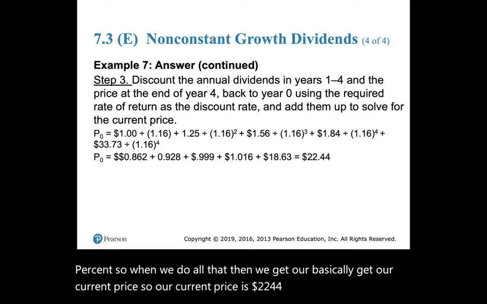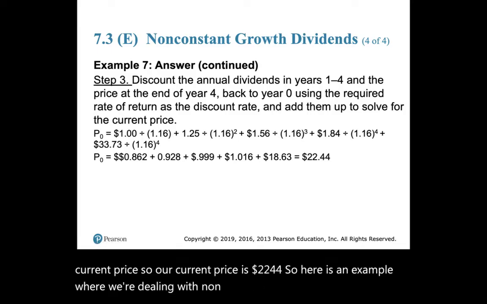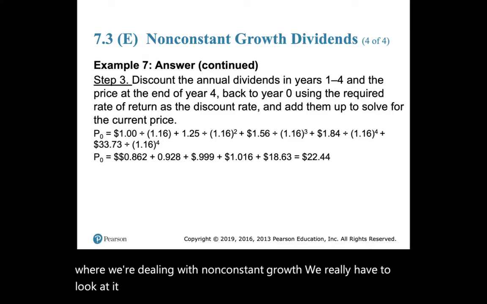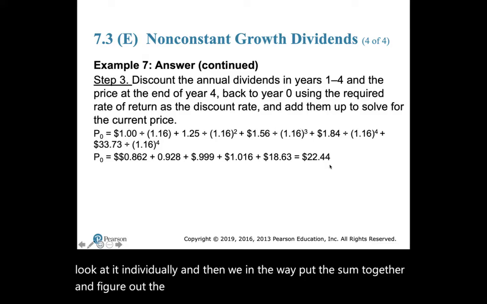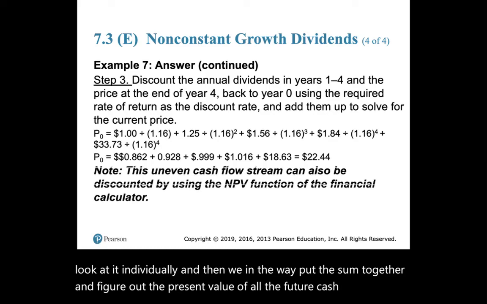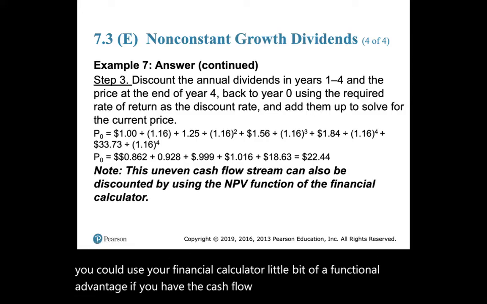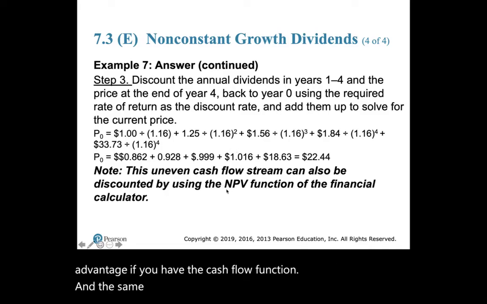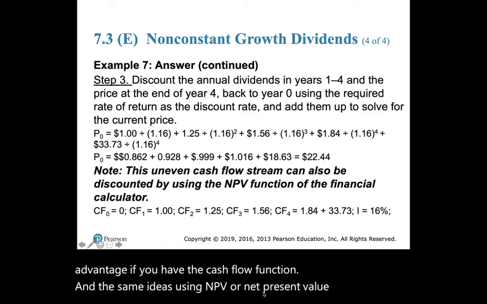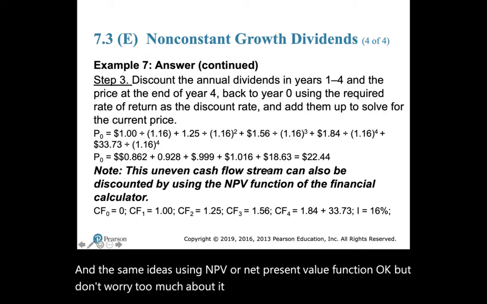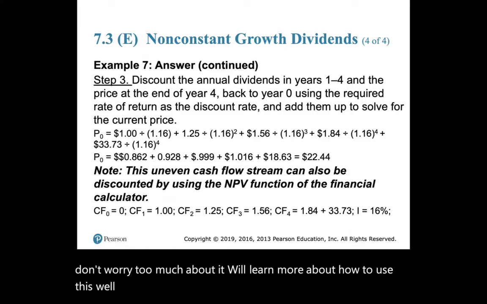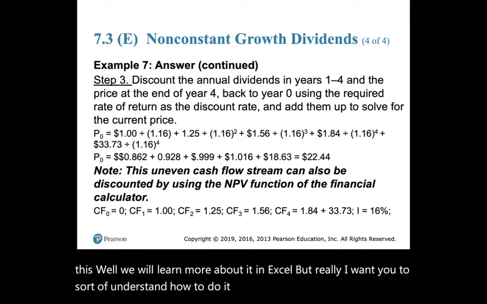So here is an example where we're dealing with non-constant growth. We really have to look at it individually, and then we put the sum together and figure out the present value of all the future cash flows. Now, you could use your financial calculator, a little bit of a functional advantage if you have the cash flow function, and the same idea as using the NPV, or net present value function. Okay, but don't worry too much about it. We will learn more about it in Excel, but really I want you to understand how to do it individually and putting it all together.